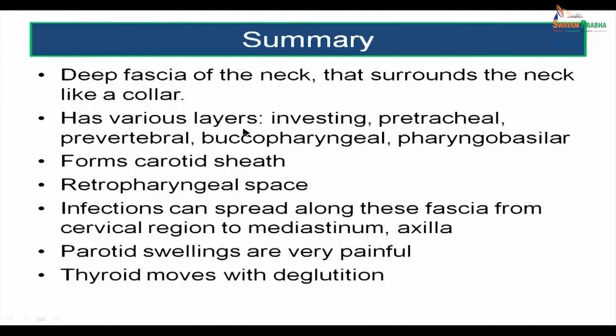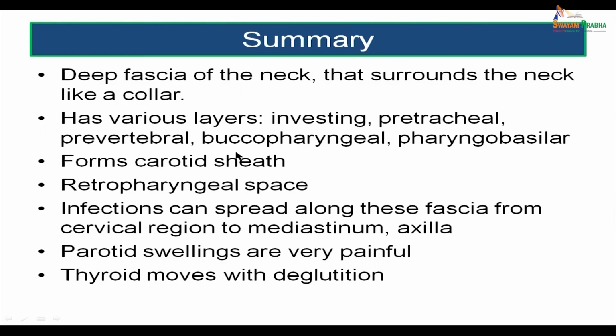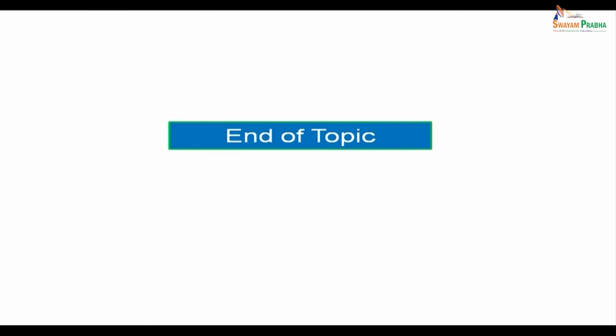With that, I end the topic by summarizing that the deep fascia of the neck is like a collar which surrounds the neck. It has various layers like the investing layer, pretracheal, prevertebral, buccopharyngeal, pharyngobasilar. It forms the carotid sheath. The retropharyngeal space is an important space there, and infections can spread along these fascia from the cervical region to the mediastinum or to the axilla. And we have understood why parotid swellings are very painful and why the thyroid gland moves with deglutition. With that, I end my topic. Thank you.